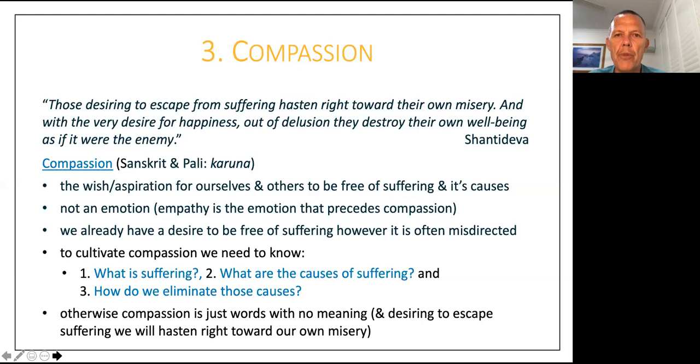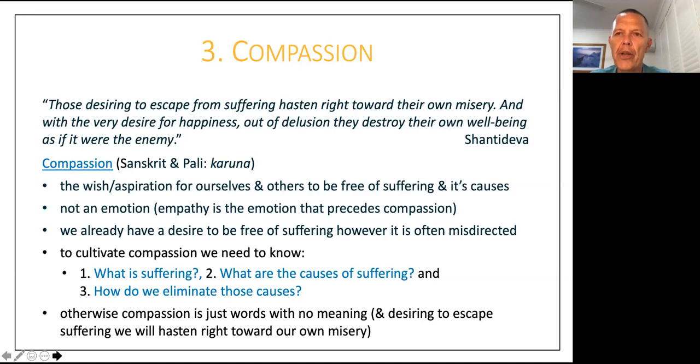The emotion that comes along with compassion is empathy. In fact, empathy is the emotion that precedes compassion, because it's empathy where we can connect with others' suffering, and on that basis, compassion can arise. Now, we generally have already a desire to be free of suffering, but as with loving kindness, that's often misdirected. So even though we have a desire to be free of suffering, because we don't really know what suffering is and the cause of suffering, our attempts to overcome suffering are often misdirected. And as Shantideva says, those desiring to escape from suffering hasten right toward their own misery.